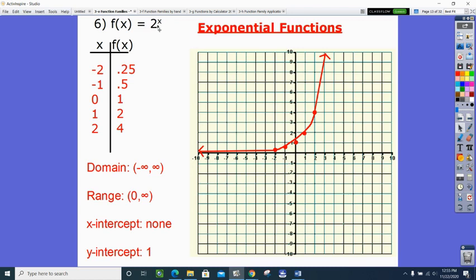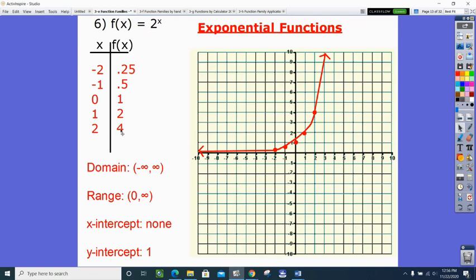So instead of being 2 to the second, which would be 4, it would actually be 1/4, which is 0.25. Same thing, if we have 2 to the first, it would be 2, but 2 to the negative first would be 1/2, which is 0.5. You might not remember that anything to the 0 is 1, not 0.